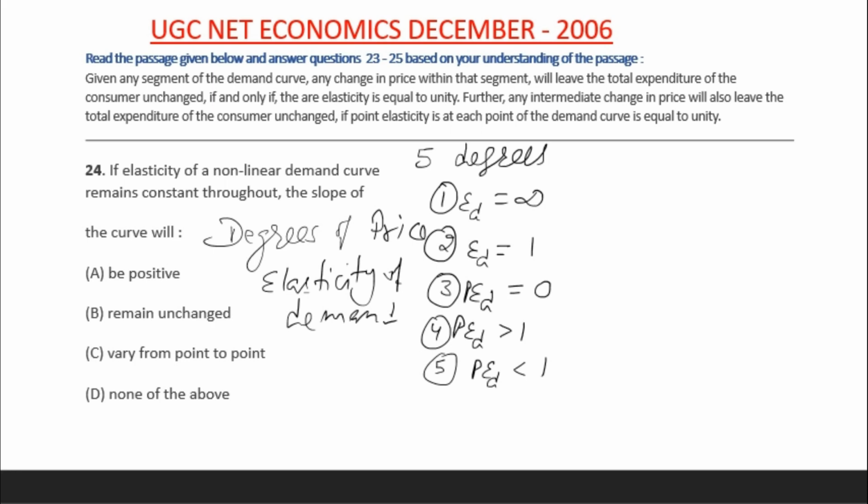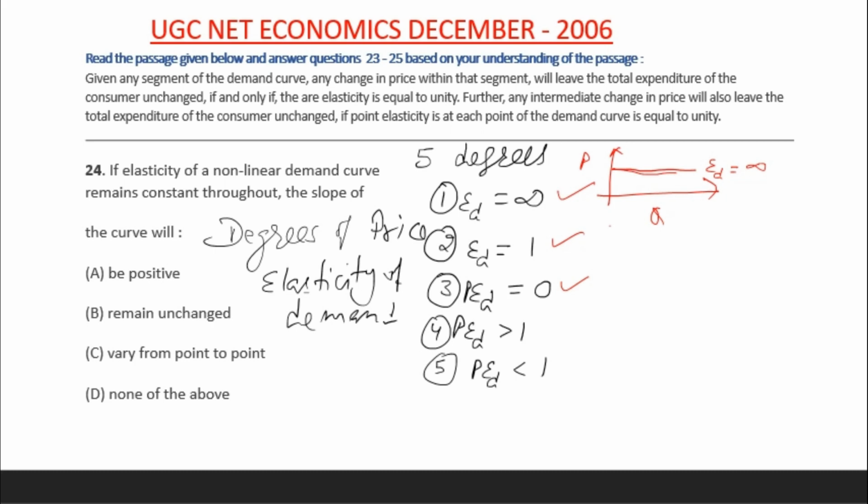If I consider sign, then the elastic demand means when PED is less than -1. But I'm not going that much deeper. For now, the basic point is that 5 degrees are there, and you see these first 3 degrees. The shape of demand curve for these degrees, price here, quantity here: this is a horizontal line parallel to the x-axis. It is perfectly elastic for this demand curve.